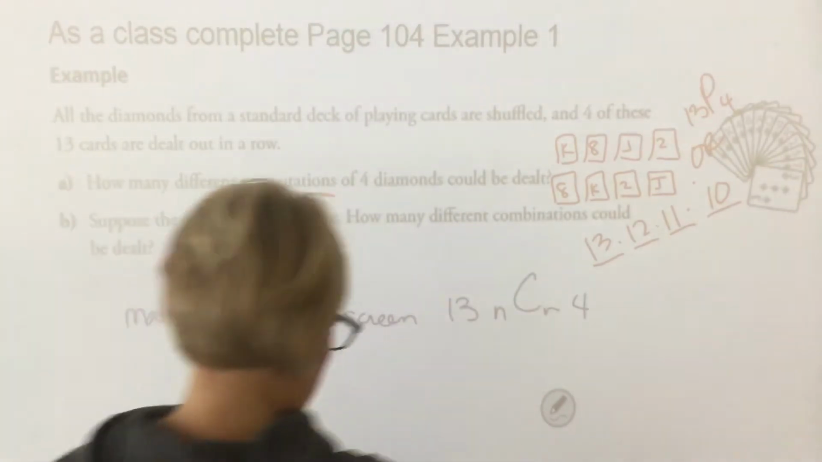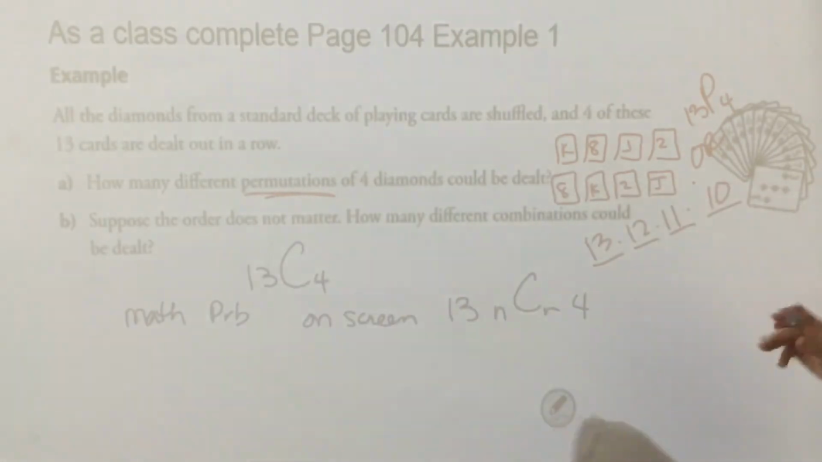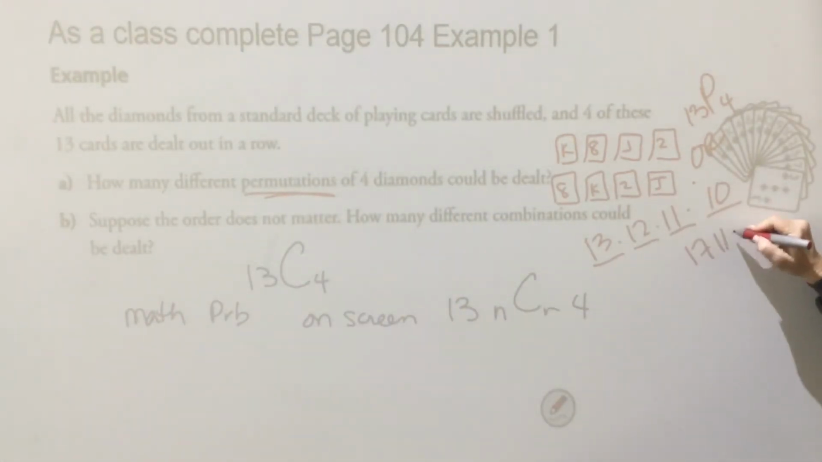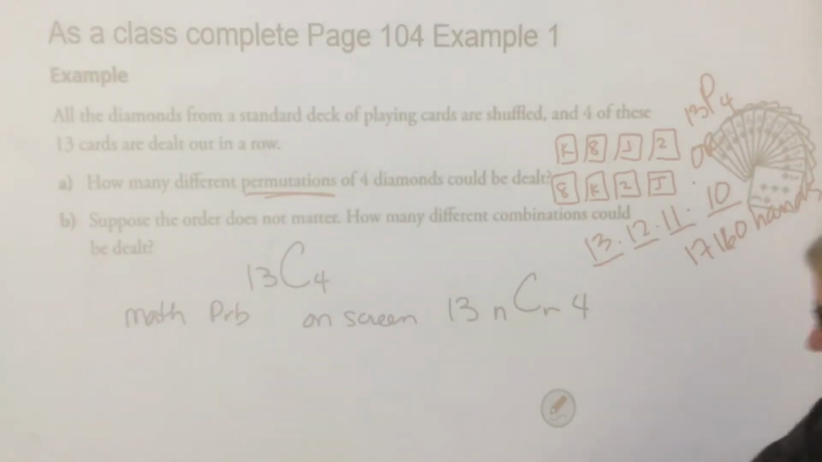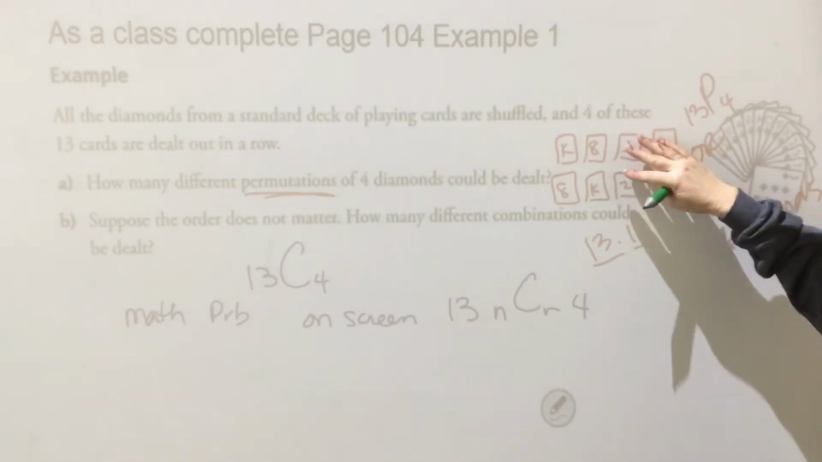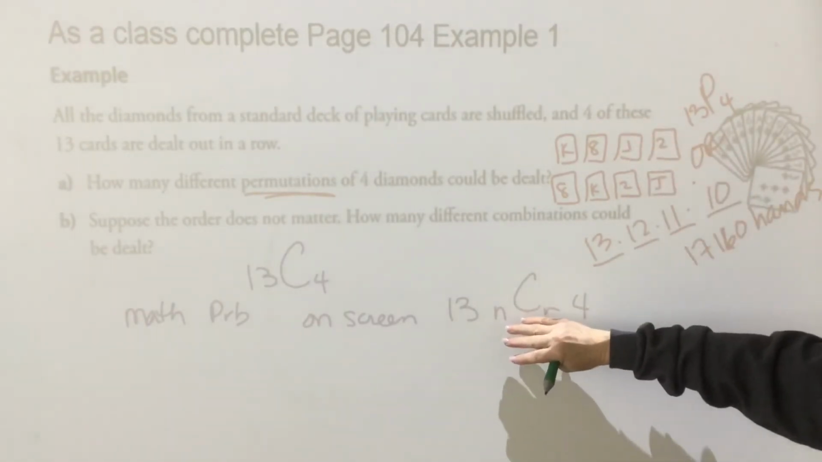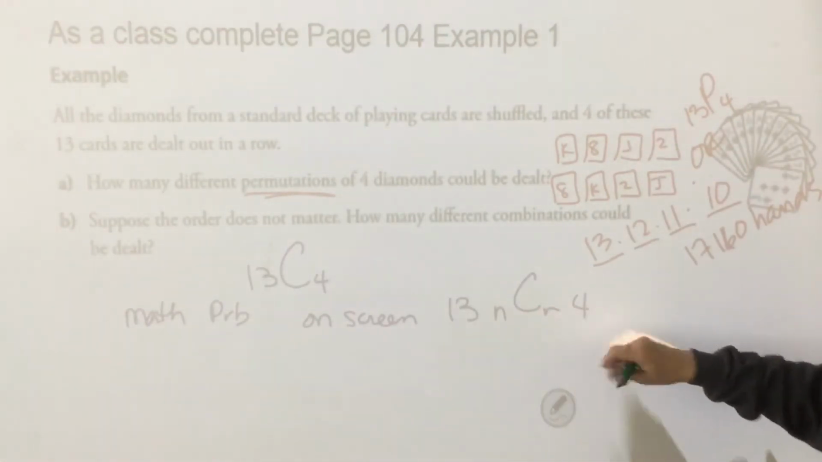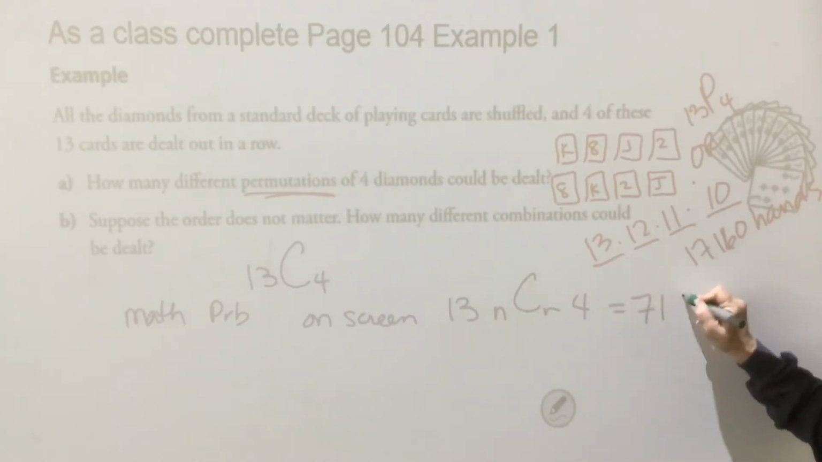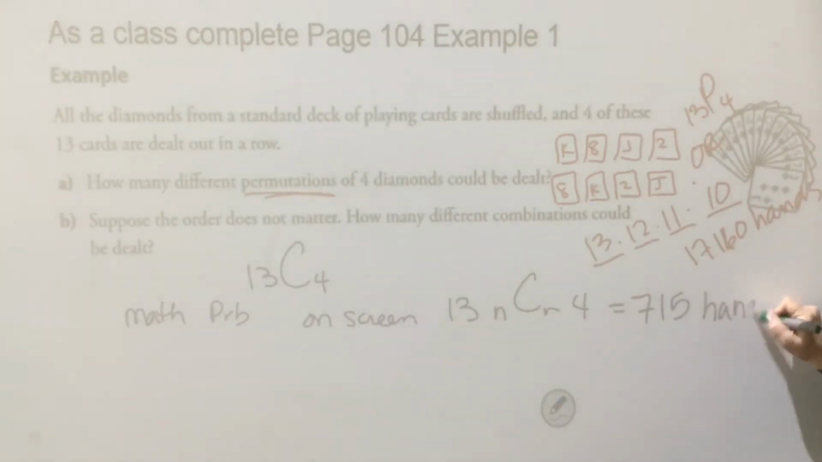So the permutation, you have 17,160 hands. That's a lot of ways to count, a lot of cards to count. But if we think of these as the same order, so now order doesn't matter, then this number drops to 715 hands.